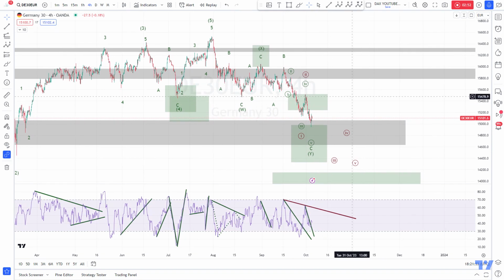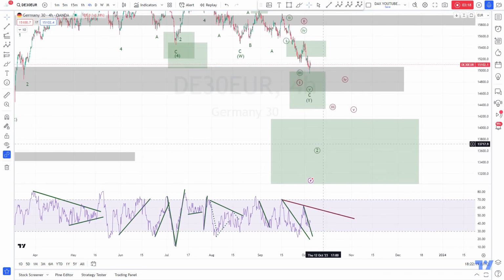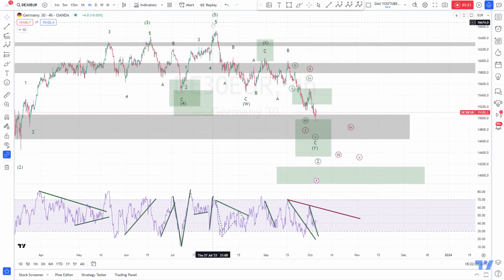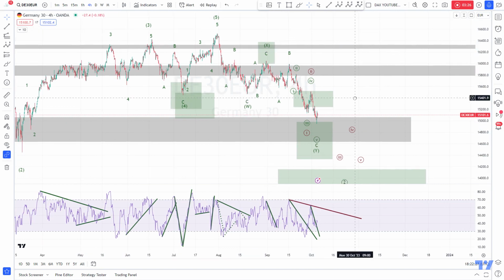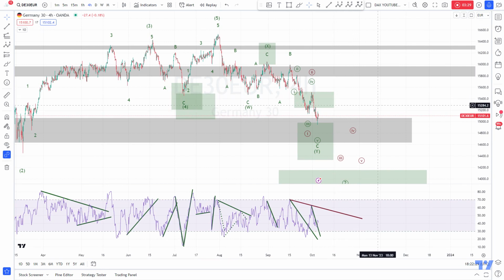So in the first scenario, the scenario in green, it is saying that the wave 2 can be finished here, that we are close to finishing this wave 2. So that the low is made here, or that we make another additional marginal new low. That's always possible. And then in that case, we would have a shallow wave 2 after a WXY correction. So this is what the scenario in green is saying.